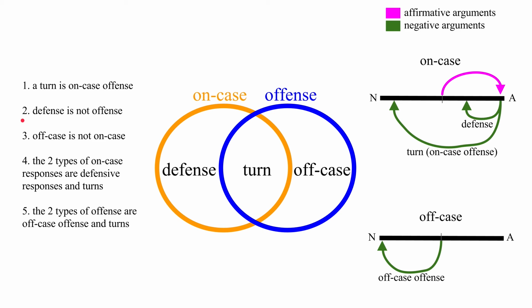The second statement, defense is not offense. Well, let's look at defense. Defense is just this one arrow here. And does it land us on the negative side of the axis? No, it does not. It lands us on the affirmative side of the axis. It might mitigate the affirmative's argument, so it might say that we're not as far down the affirmative side as we would have been otherwise, but it doesn't actually take us to the negative side, and therefore is not offense.